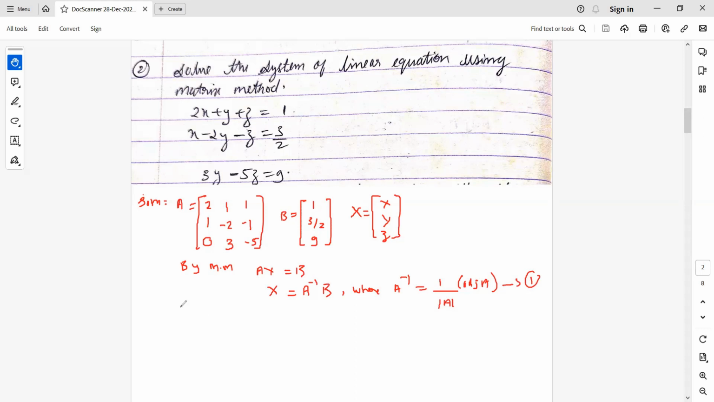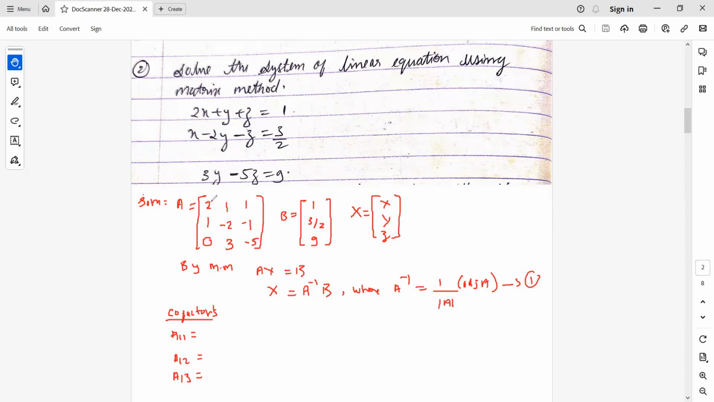Next, after this, we need to find A inverse. To find A inverse, you know the procedure. First, we need to find the cofactors, and after finding the cofactors, we need to find the adjoint of the given matrix. So, cofactors. I will do it directly today. A11 will be the cofactor of the first element. Next, A12, A13.